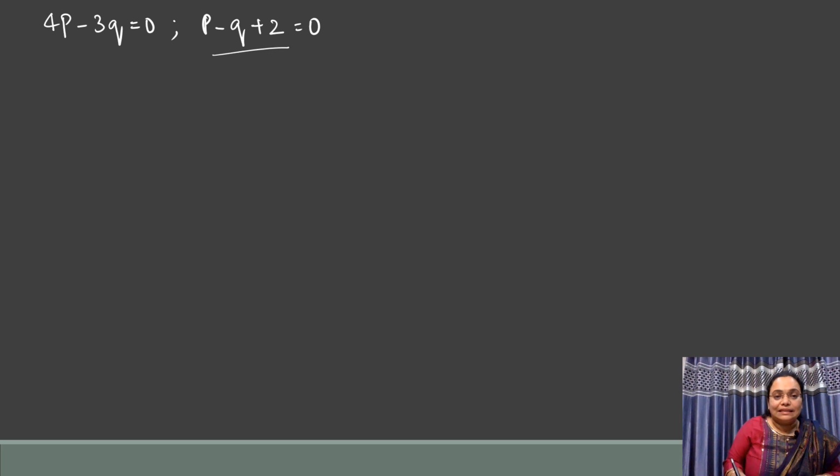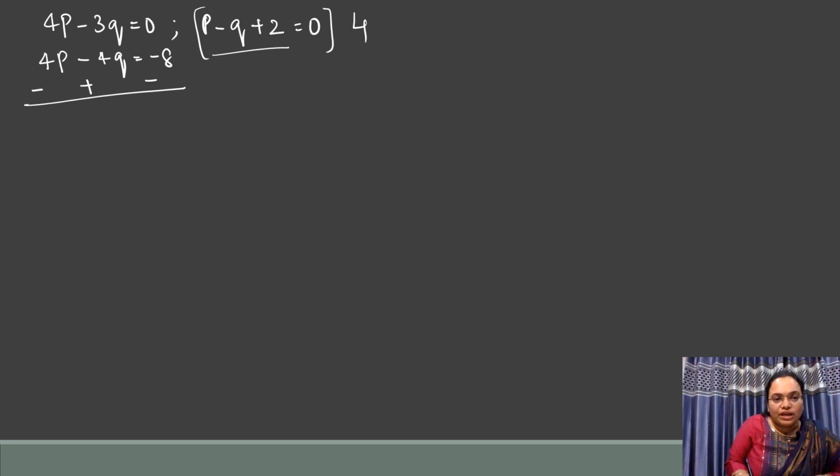So if I multiply the whole equation with 4, you will get 4p minus 4q is equal to minus 8. Okay, so if I subtract it, changing the signs, this will get cancelled. This is q is equal to 8.